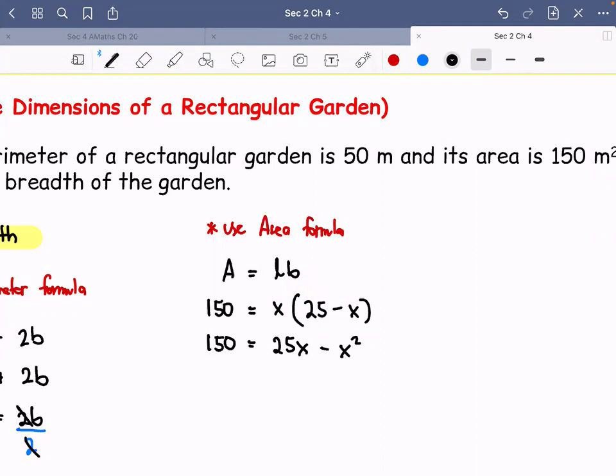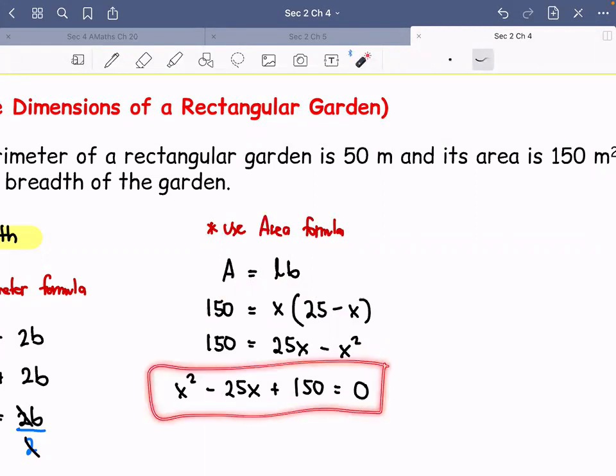Now, what do we do next? So we need to transform this back to standard form. Everything here is equal to 0, right? So I suggest put everything on the left side, okay? So negative x squared becomes positive x squared now, and then minus 25x plus 150 equals 0. So there you go. This is now in standard form, okay?